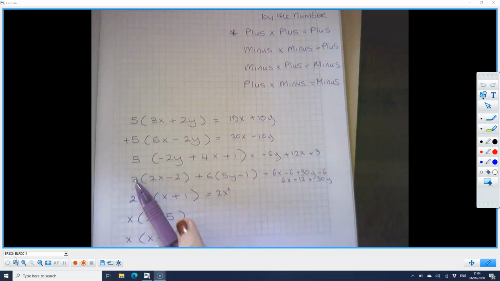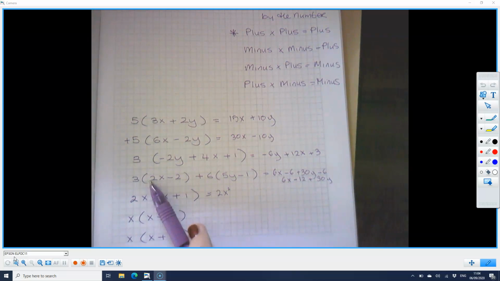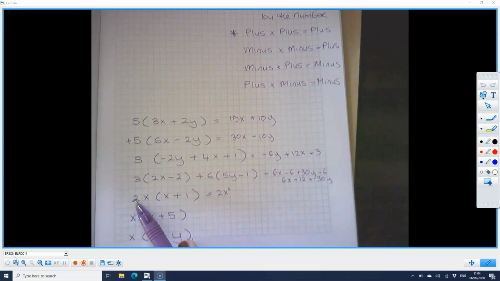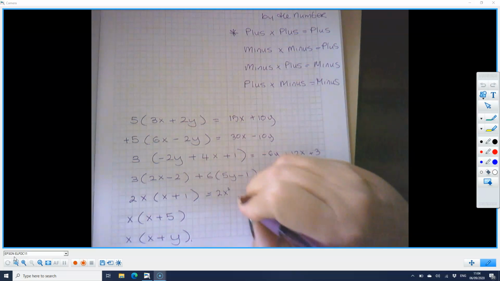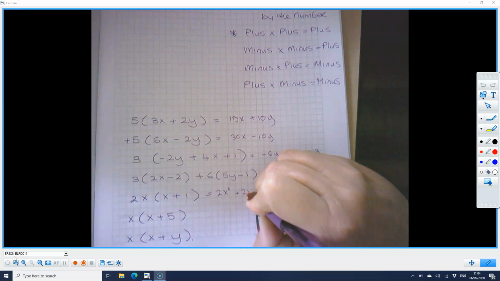For these ones, I multiplied the number by the number and I got it to change. Here, the number is 2. The number that would be here is 1. So 2 times 1 would have given me 2. But x times x will give me x to the power of 2, or x squared. And then this one, we've got 2x by 1, which will just give me 2x.